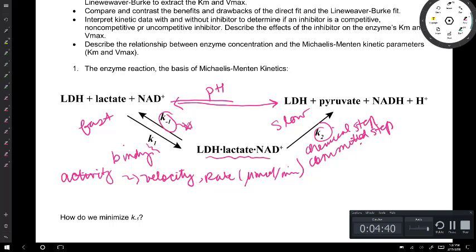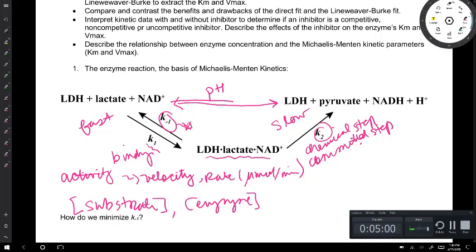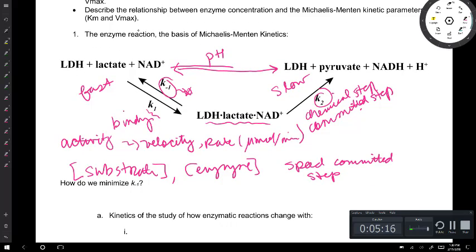And so we can make conditions in our reaction so we're measuring the chemical step or the committed step or the rate determining step by changing the concentration of the substrate, the concentration of the enzyme, as well as the identity and the speed of the committed step, because which step of the enzyme reaction is going to be rate determining is going to depend on the reaction.